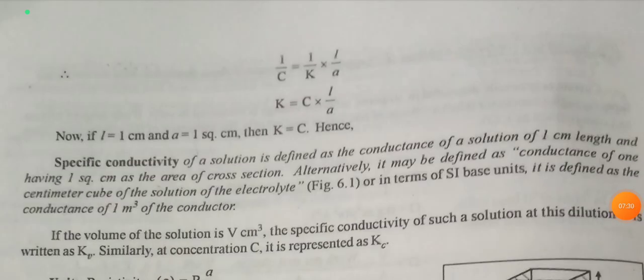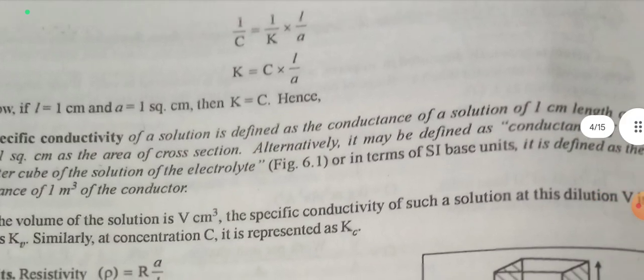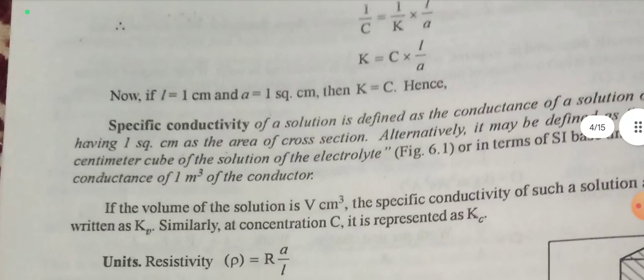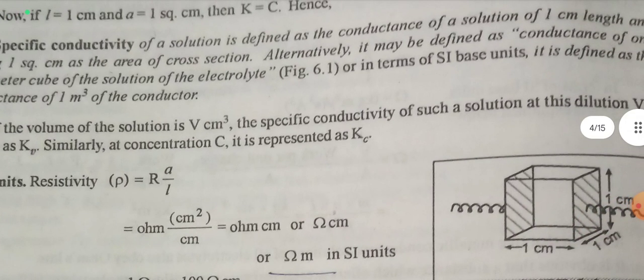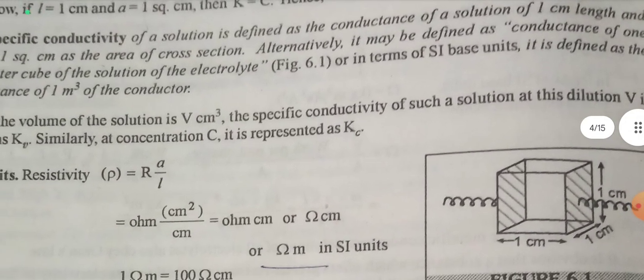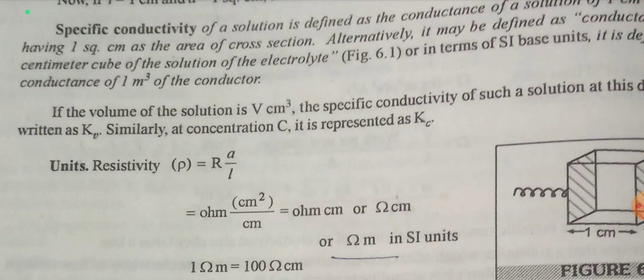Now, if l is equal to 1 centimeter and A is equal to 1 square centimeter, then kappa is equal to C. Hence, the specific conductivity of a solution is defined as the conductance of a solution of 1 centimeter length and having 1 square centimeter as the area of cross section. Alternatively, it may be defined as the conductance of 1 centimeter cube of the electrolyte solution, or in terms of SI base units, the conductance of 1 meter cube of the conductor. If the volume of the solution is V centimeter cube, the specific conductivity of such a solution at this dilution V is written as kappa V. Similarly, at concentration C, it is represented as kappa C.